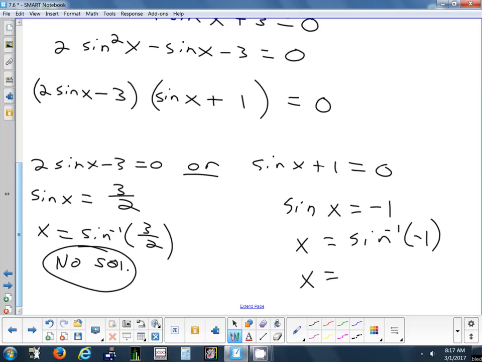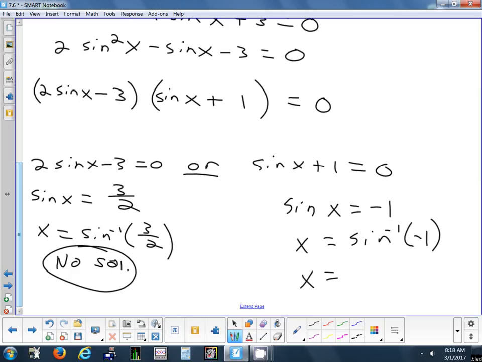Think about the graph of sine. Where does the graph of sine hit negative 1, at what angle? At 90, it hits positive 1. At 180, it's back at 0. At 360, it's back at 0. So it's 270.